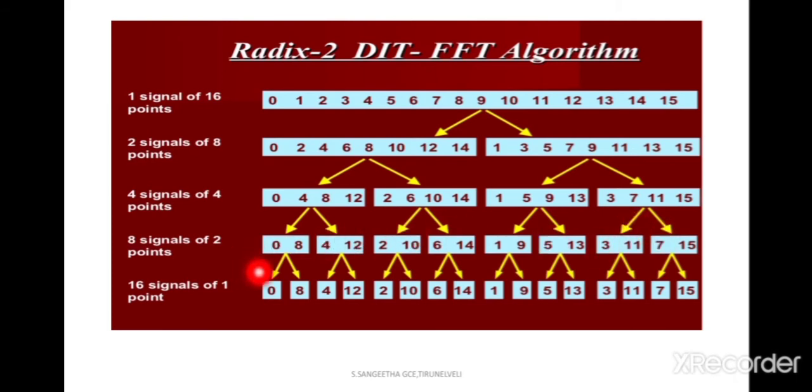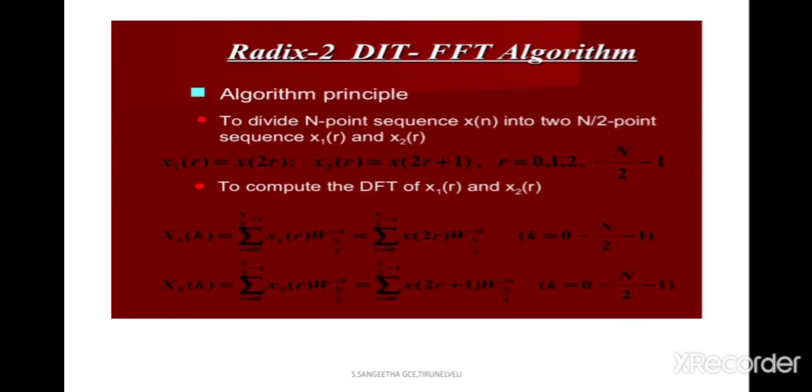Next we have 16 signals of 1 point. Here we have 0, 8, and here we have 4, 12, then 2, 10, 6, 14 and 1, 9, 5, 13, 3, 11, 7, 15. So here we have 0 to 15 points, which means 16 signals, each having 1 point.